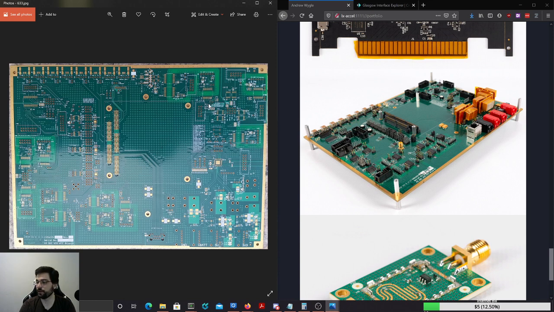Is this your prototype right here? So this is actually the production version. This is a board that I worked on when I was at Planetary Resources, the asteroid mining company. Now defunct, rest in peace. So this is the board that I worked on when I was there.